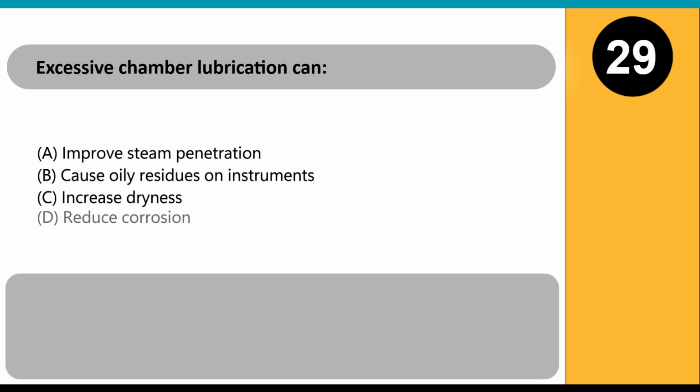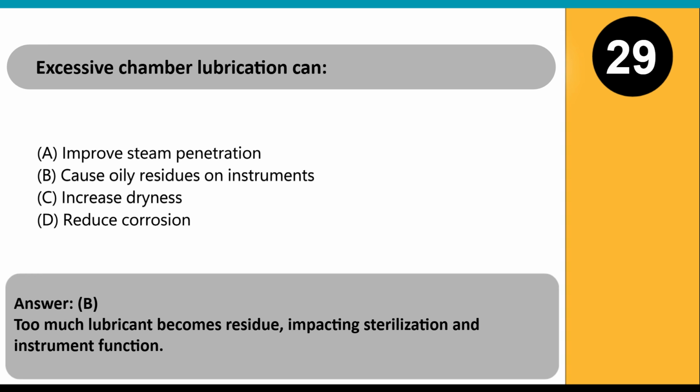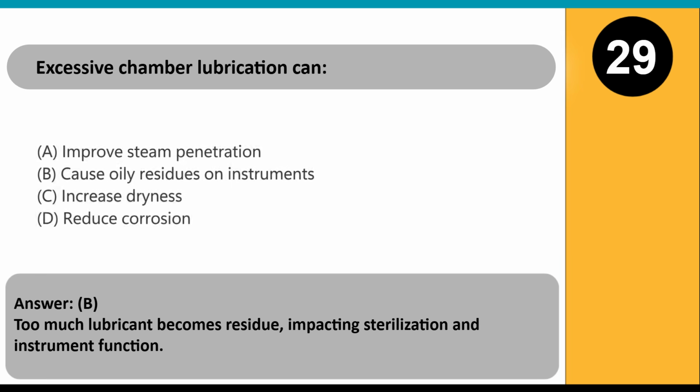Excessive chamber lubrication can A. Improve steam penetration, B. Cause oily residues on instruments, C. Increase dryness, D. Reduce corrosion. Answer: B. Too much lubricant becomes residue, impacting sterilization and instrument function.